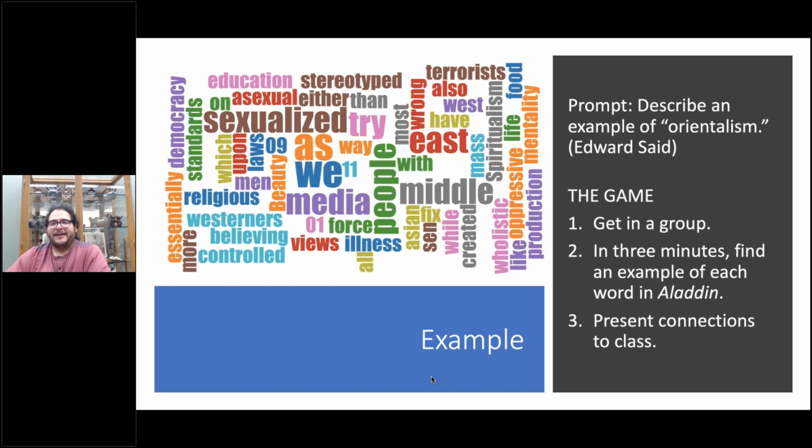And the fact that they were able to connect these ideas of what we think about the East versus what we saw in the movie Aladdin, it was brilliant, and it made me so incredibly happy. And it was the perfect little game. And so when I was thinking about this, is a game the same thing as an activity? And for me, the answer is no.